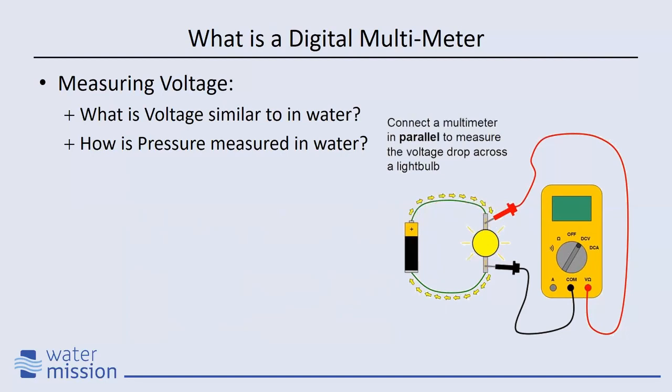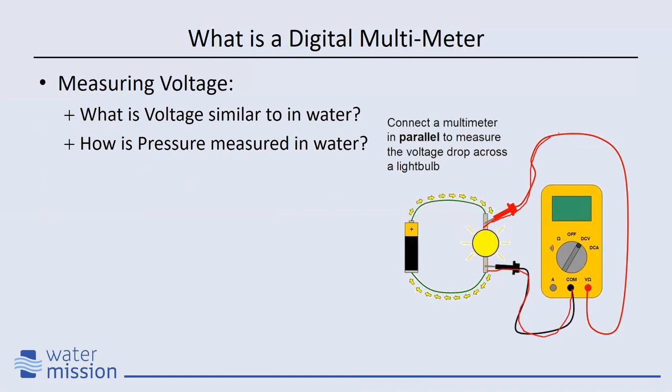So, if we are going to measure the voltage, how is pressure measured in water? It's measured in parallel. We are going to take our multimeter and connect these test leads to either side of the element that we want to know the pressure differential across and connect it in parallel.